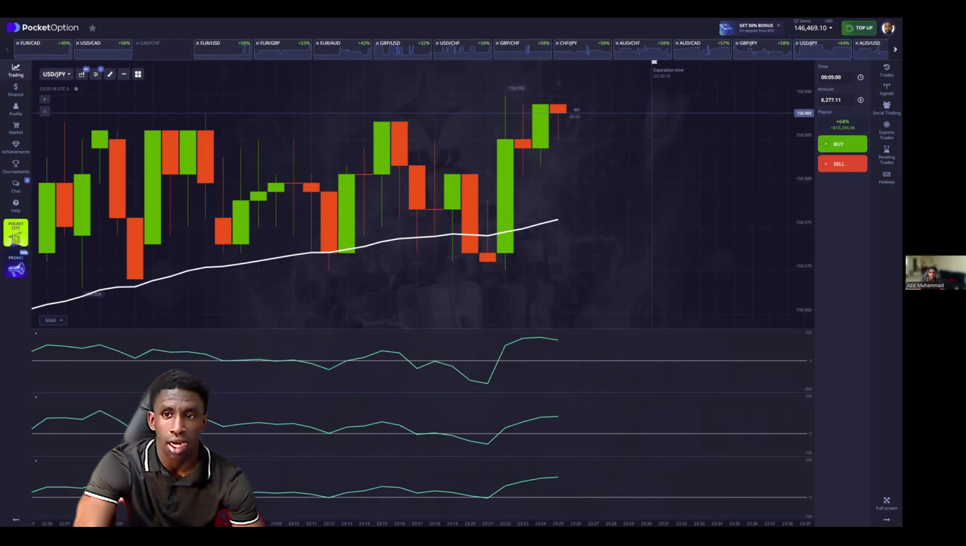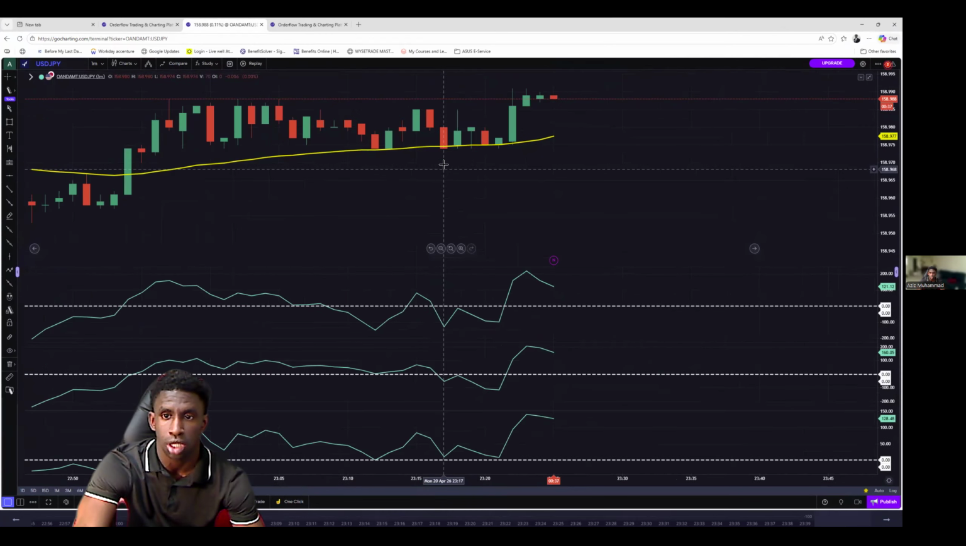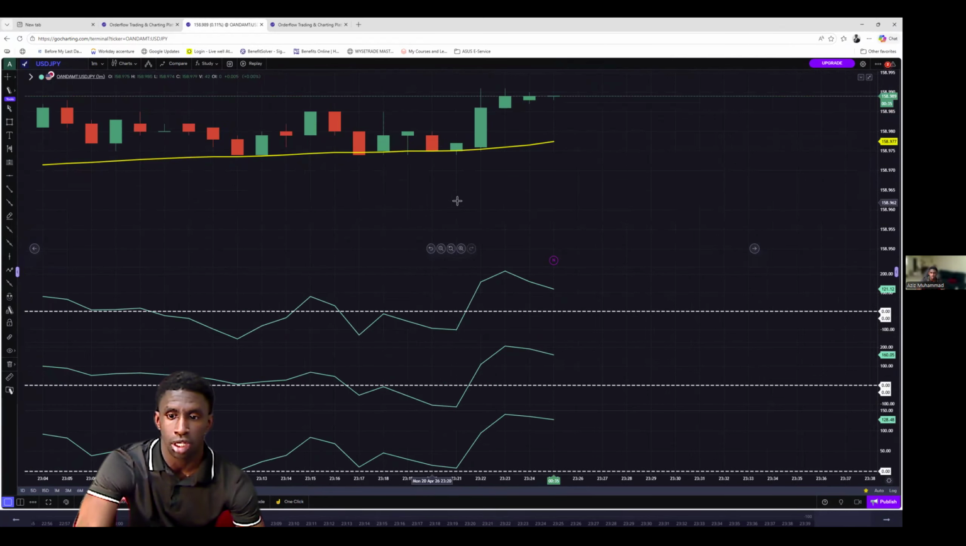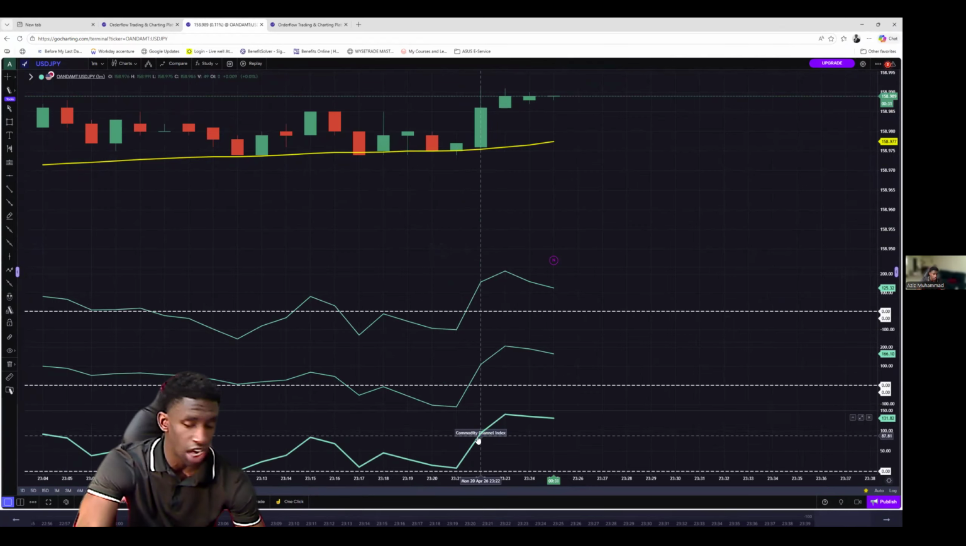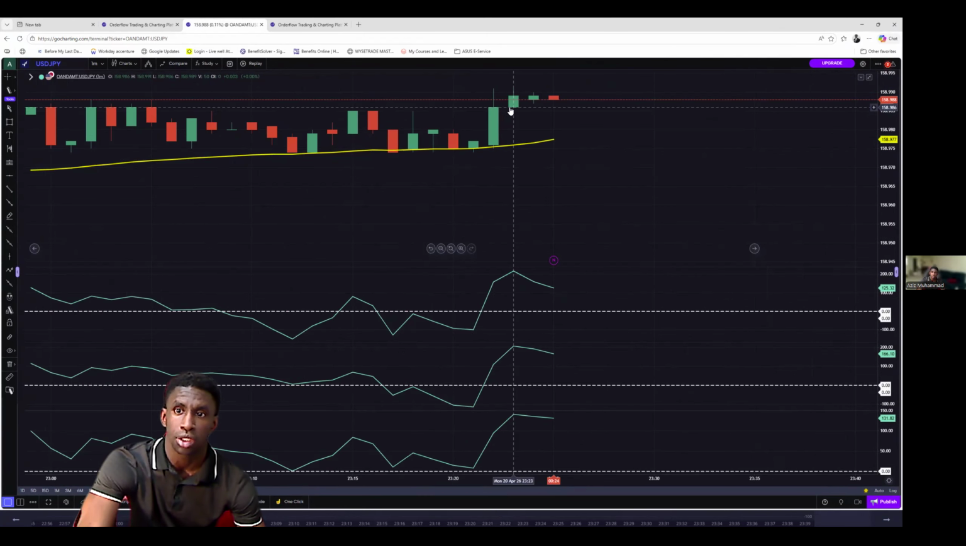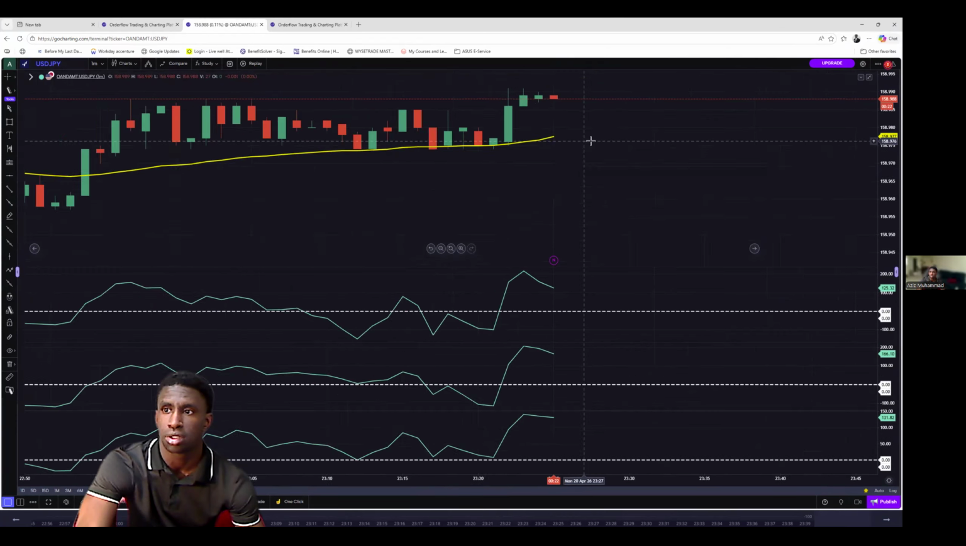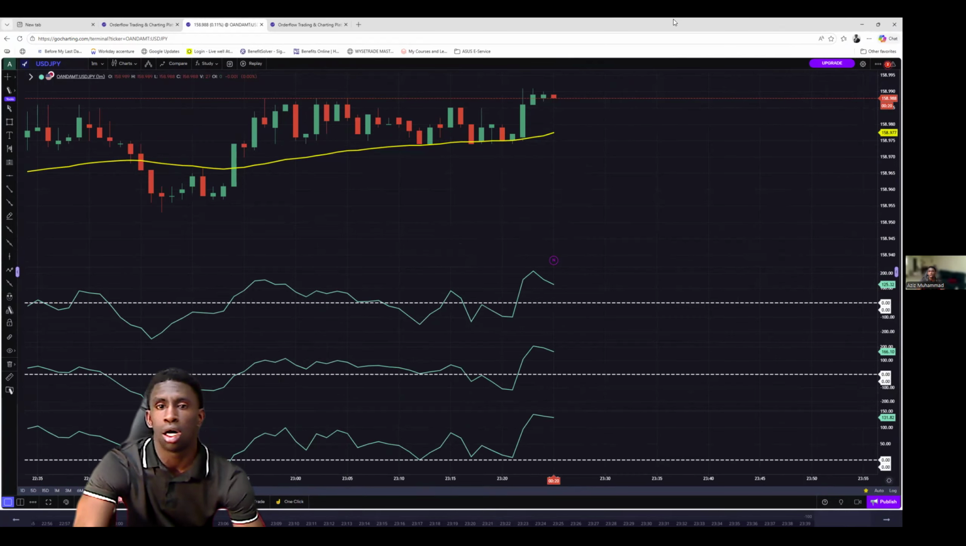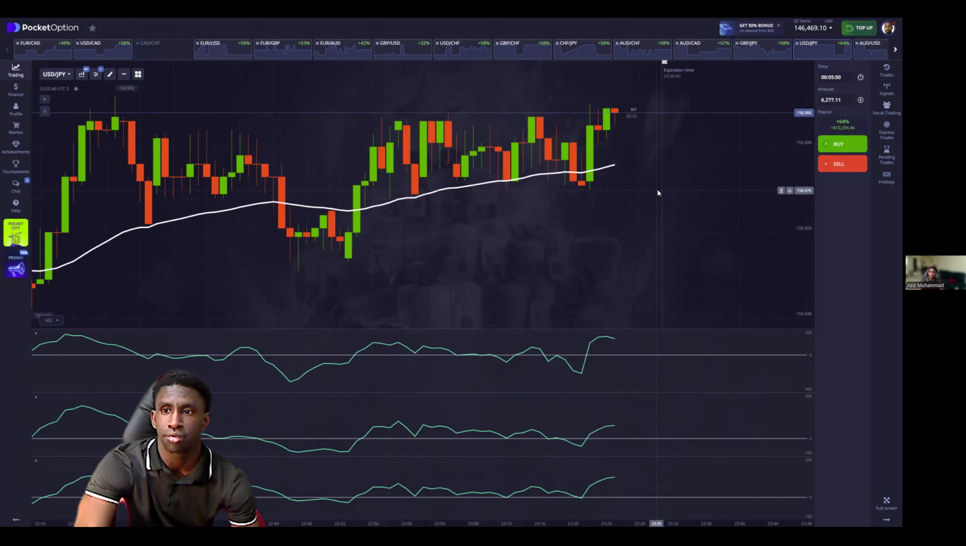Actually, it's not an extreme trend change on this one because it's already above. It's already above, but it shot up. These two shot up at the same time, exact same time. Boom. Would have got in for 3 minutes here. Nice. Very nice.